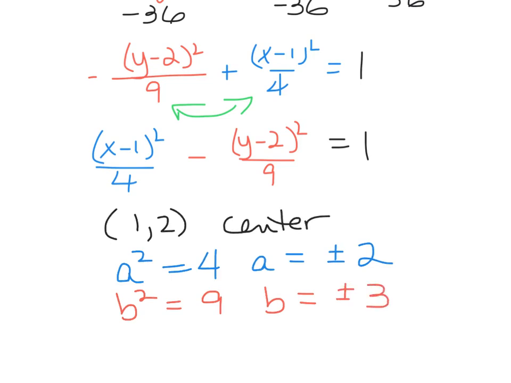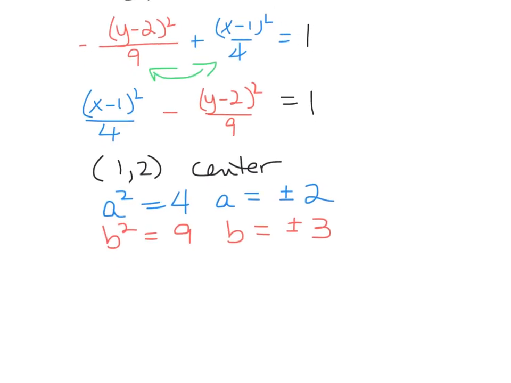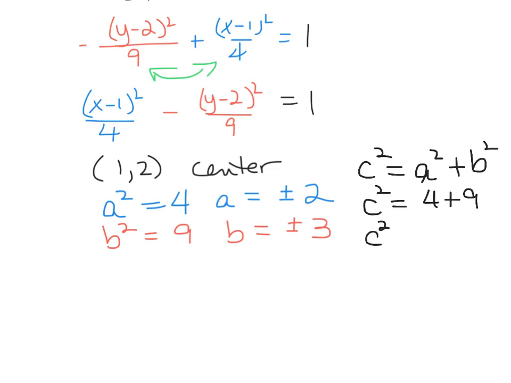Let's find c, and that's where we're going to use the formula c squared equals a squared plus b squared because it's a hyperbola. So c squared is equal to 4 plus 9. C squared is equal to 13. So c is equal to plus and minus the square root of 13. I now can use those a, b, and c values to find the vertices, the foci, and the asymptotes.